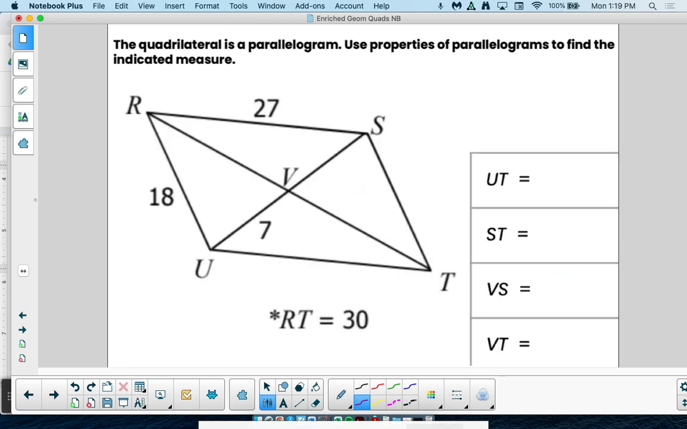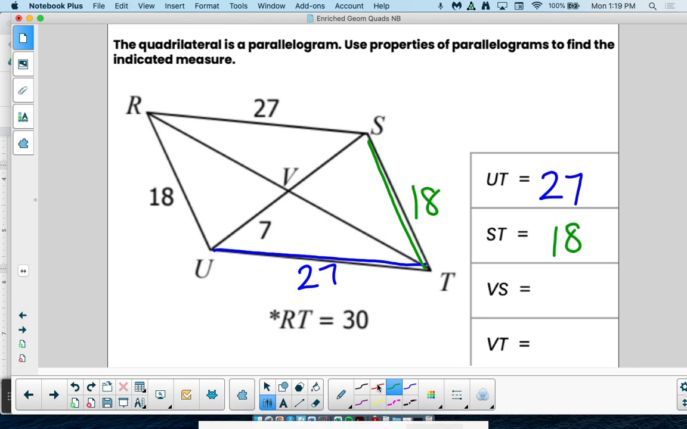Okay, the next one's specifically more about the diagonals, part of it anyways, but we'll just go through the motions here. What's UT? 27. Opposite sides are congruent. ST, that's it. All right, VS. Right, diagonals cut each other in half. So if this is 7, this half is 7.